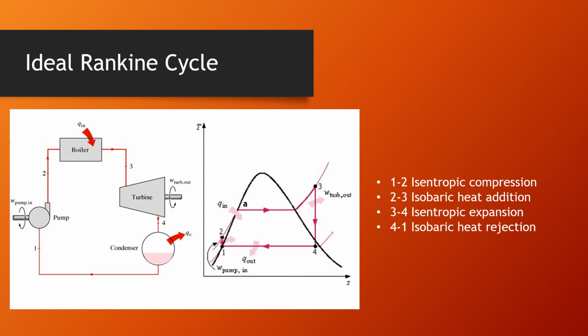Now 3 to 4 is isentropic expansion in the turbine, and this is where the turbine work is done, and you would have drop in pressure and temperature. And 4 to 1 is the isobaric heat rejection in a condenser. Basically, this is where the cooling tower is used. And then you again go to 1 to 2. You use that water again to get the steam, get to the boiler with isentropic compression.